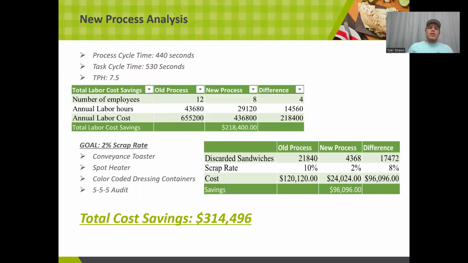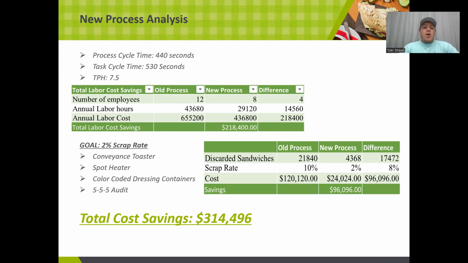Now, what will these results look like? So the new process cycle time is 440 seconds, and the task cycle time is 530 seconds, significantly shorter than they were, with a throughput of 2.5 more at 7.5. So we're doing more in less time while implementing this new process and these new investments, we're able to complete a lot more efficiently.